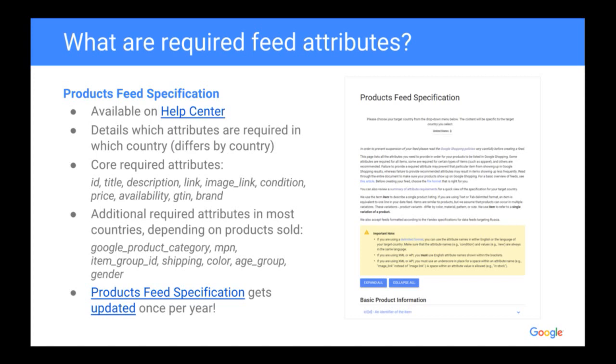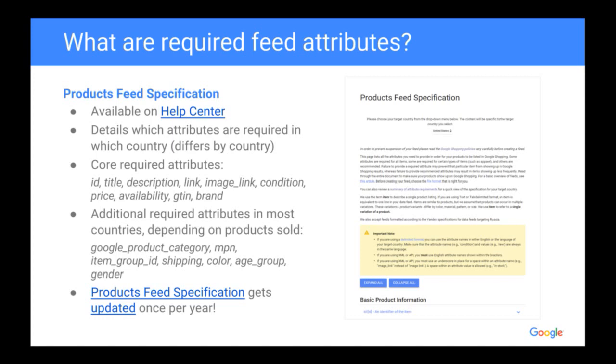Then where do you actually find out what goes into making a good shopping feed, or even just the basic elements of a feed? We have our Merchant Center Help Center, and that houses a document called the Products Feed Specification. That's a document that is updated once per year. The next update will come in the next 1 or 2 months, so probably late April, early May.